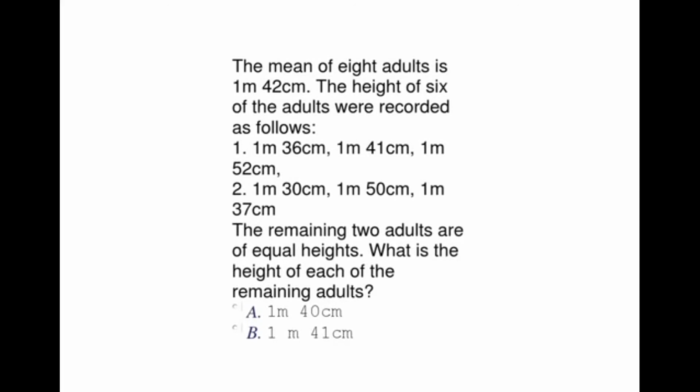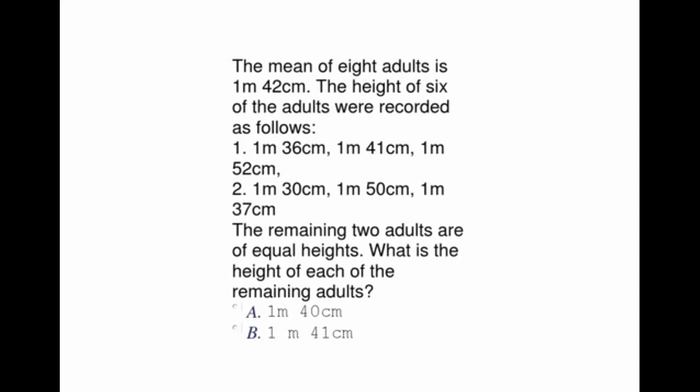The mean of 8 adults is 1 meter 42 centimeters. The heights of 6 of the adults were recorded as follows: 1 meter 36 centimeters, 1 meter 41 centimeters, 1 meter 52 centimeters, 1 meter 30 centimeters, 1 meter 50 centimeters, and 1 meter 37 centimeters. The remaining 2 adults are of equal heights. What is the height of each of the remaining adults?